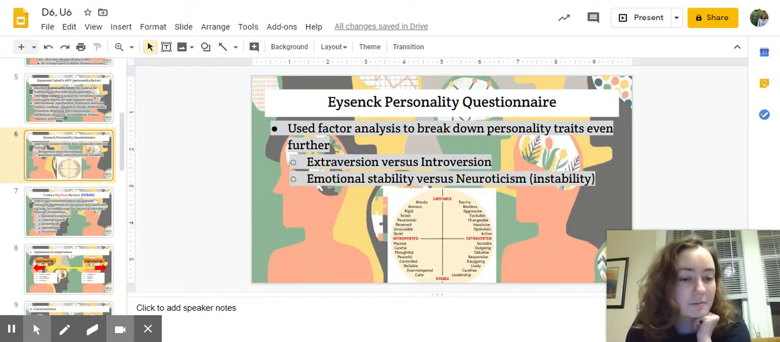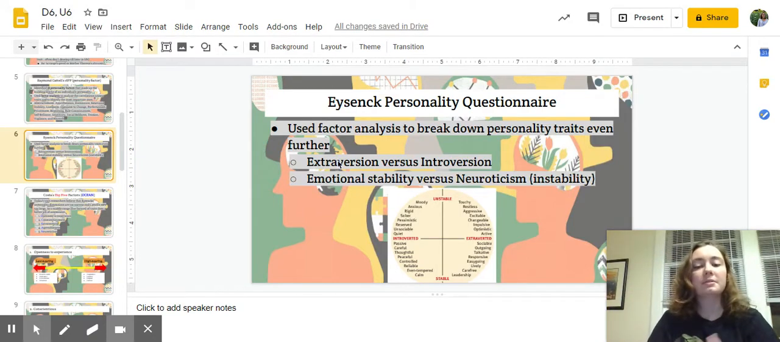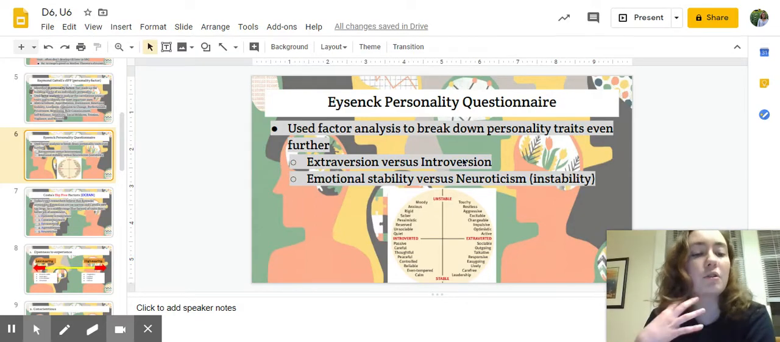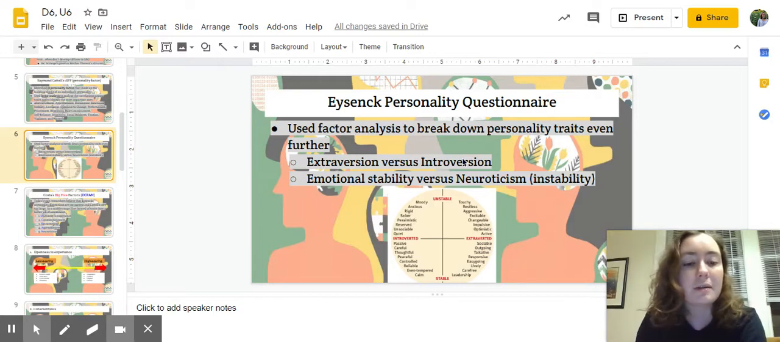So extroversion is being talkative, outgoing, sociable. And then introversion would be a loner, quiet, someone who likes to spend time alone by themselves. So this is the one scale they're looking at, the one dimension.